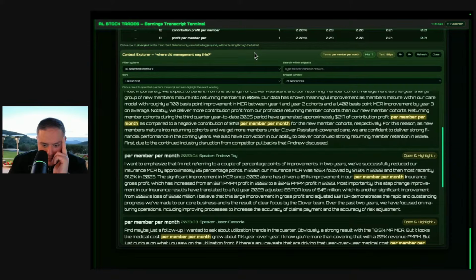Most importantly, the step change improvement in our insurance results has translated to a full year 2023 adjusted EBITDA loss of $545 million, which is another significant improvement from 2022's loss of $292 million. I believe that this large improvement in gross profit and adjusted EBITDA demonstrates the rapid and outstanding progress we made to our core business and is a result of clear focus by the Clover team. Over the past few years, we have focused on monitoring operations, including improving processes to increase the accuracy of claims payment.